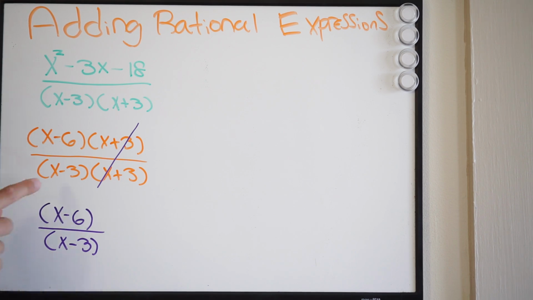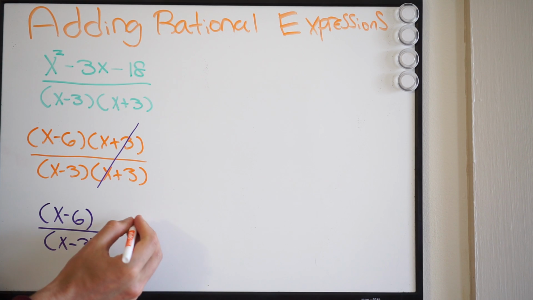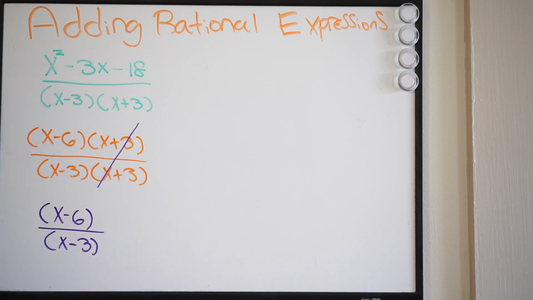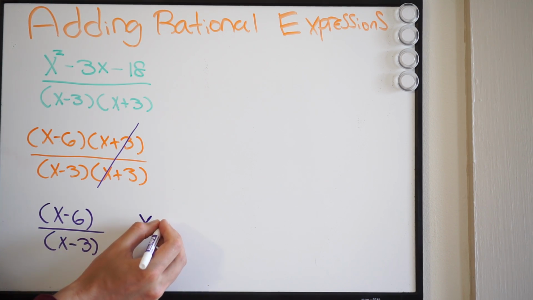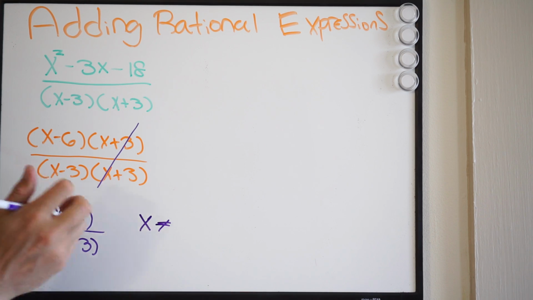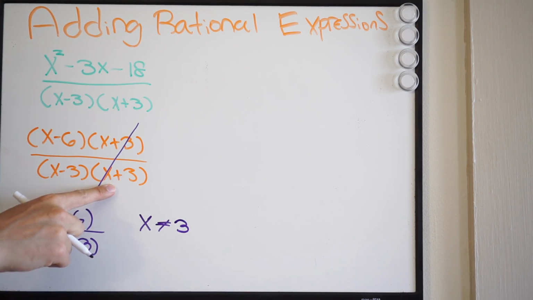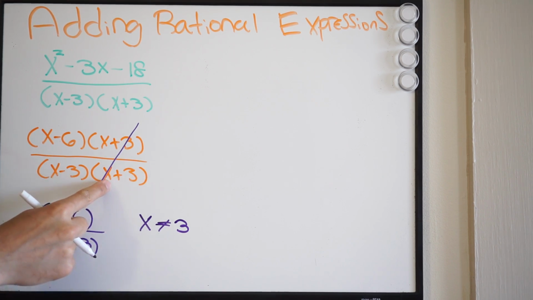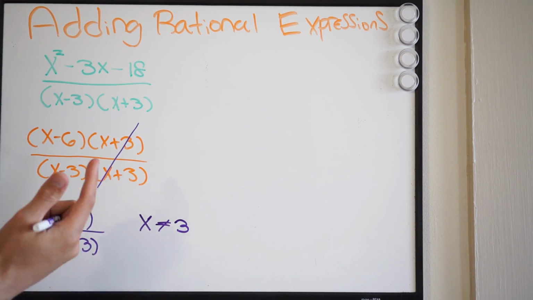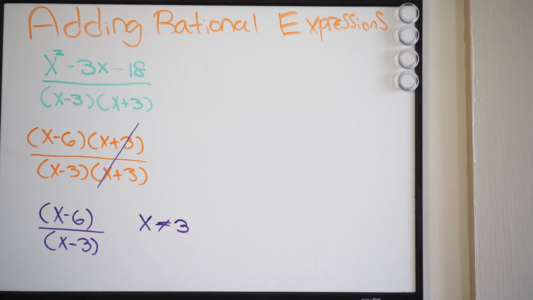Remember, division by 0 is undefined. We can't have that. So you could say here, x cannot equal 3. Alright, let's go to the other one, the one that we canceled out. Well, what would make this 0? If I plug in a negative 3, negative 3 plus 3 is 0, 0 times this factor is 0, and again, we'll have division by 0. So x cannot equal negative 3.